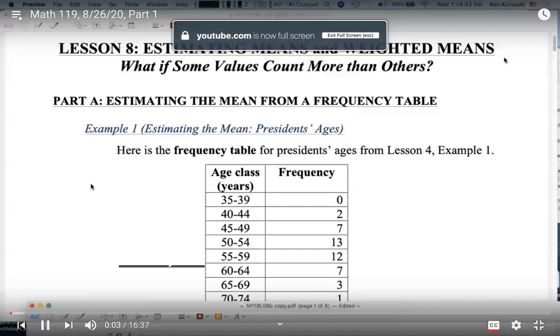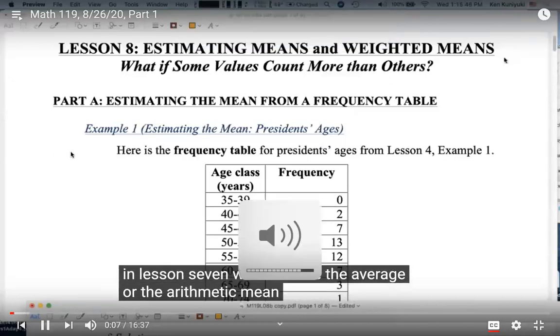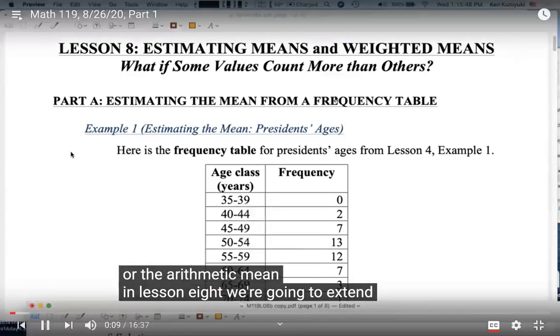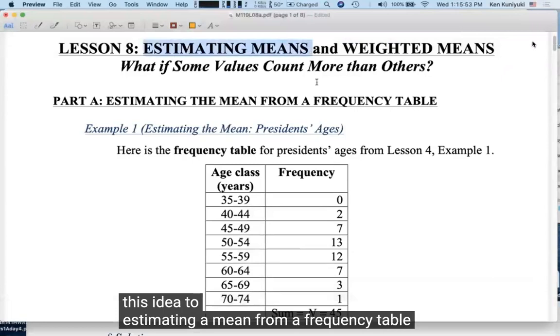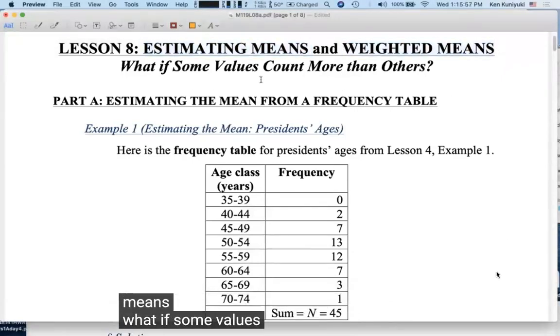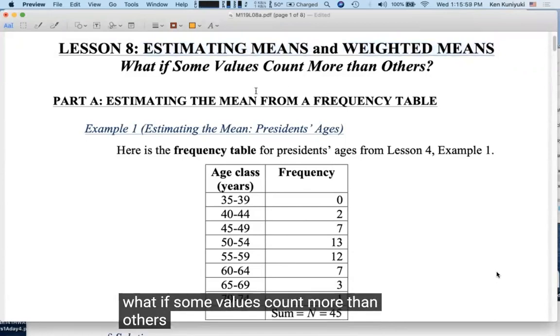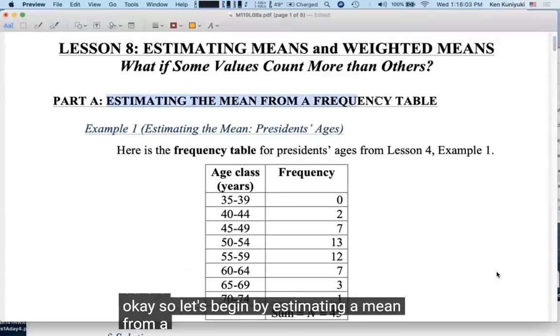Hi, everyone. In lesson 7, we introduced the average or the arithmetic mean. In lesson 8, we're going to extend this idea to estimating a mean from a frequency table, and we're going to talk about weighted means. What if some values count more than others? Okay, so let's begin by estimating a mean from a frequency table.